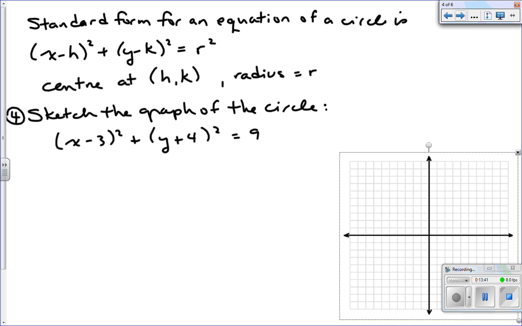So instead of having the x and the y over a value, we have (x − h)² + (y − k)² = r², where r is the radius of the circle, and the center is at (h, k), which makes sense from what we know about ellipses. So let's take a look at this new question where we're sketching the graph of the circle (x − 3)² + (y + 4)² = 9.